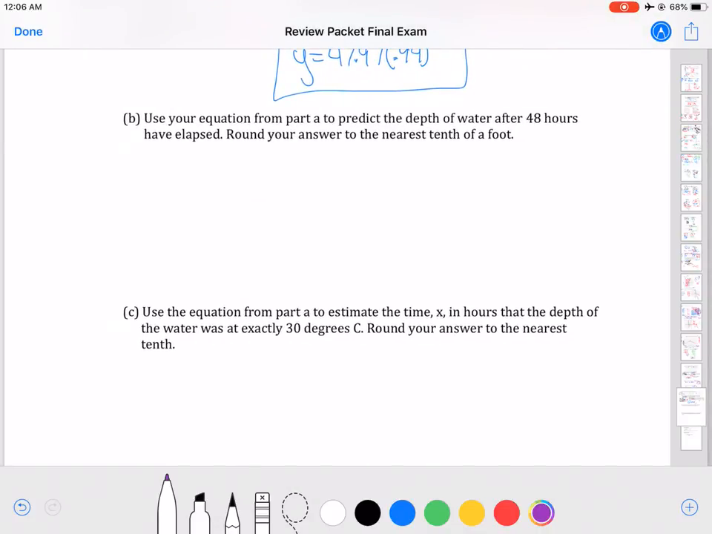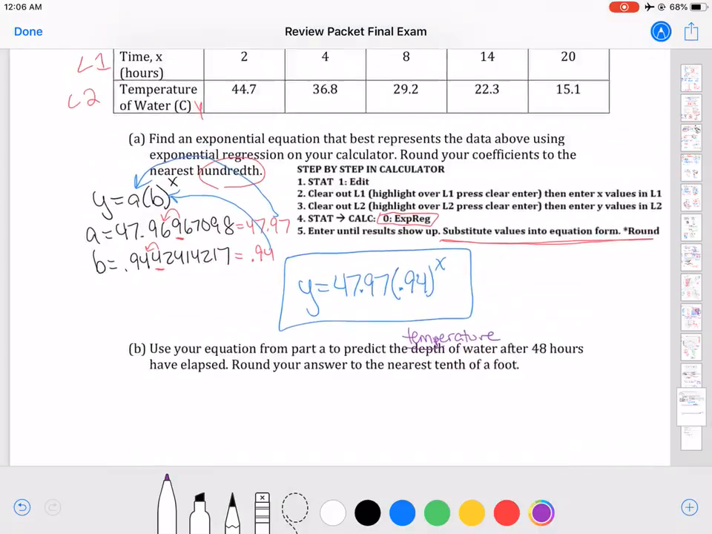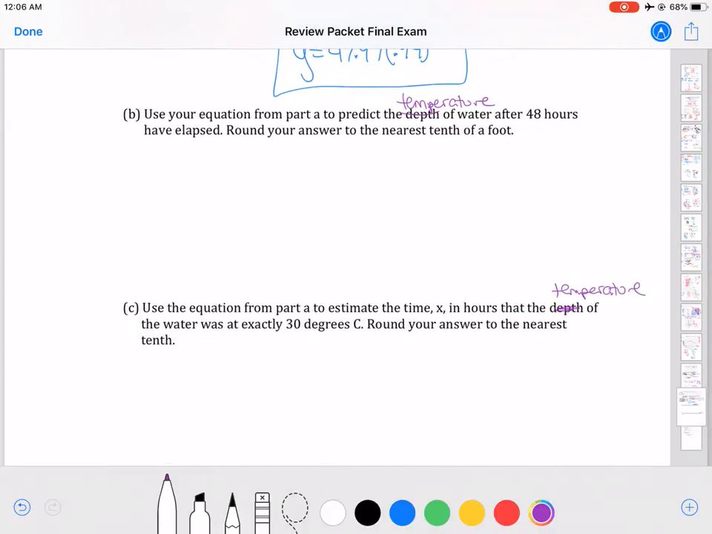So for B, it says use your equation from part A to predict the depth of water. That should say temperature of water. It's just a typo on my end. If you want to fix the typo while we're there, on the next one it should say temperature there as well. Okay, not a huge deal.